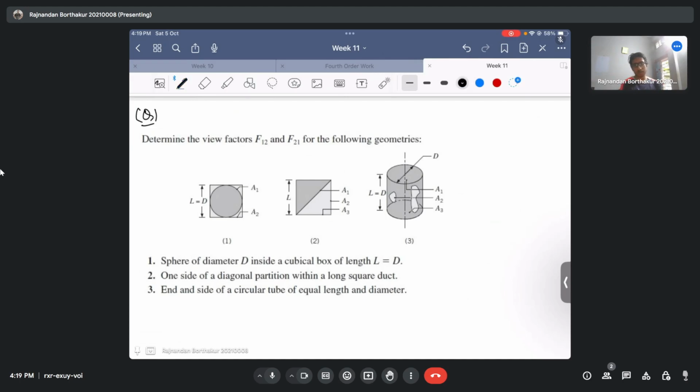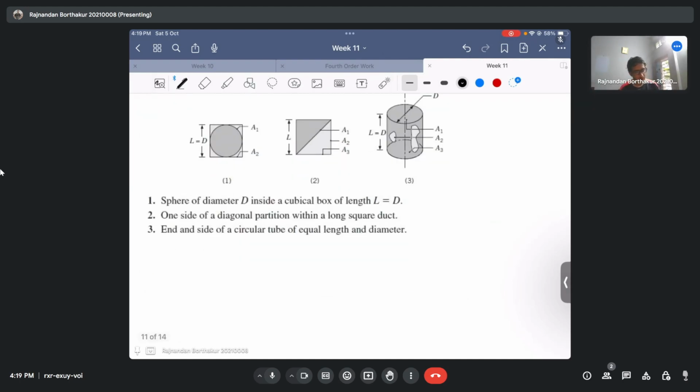All right, so if no doubts, then let's see this problem. You were given three scenarios. One, a sphere lying inside a cube. Two, there is a diagonal partition in a long square duct, which is placed like this. And third, there is a circular tube of equal length and diameter. In all these three scenarios, what you need to do is determine the view factor F12 and the view factor F21.